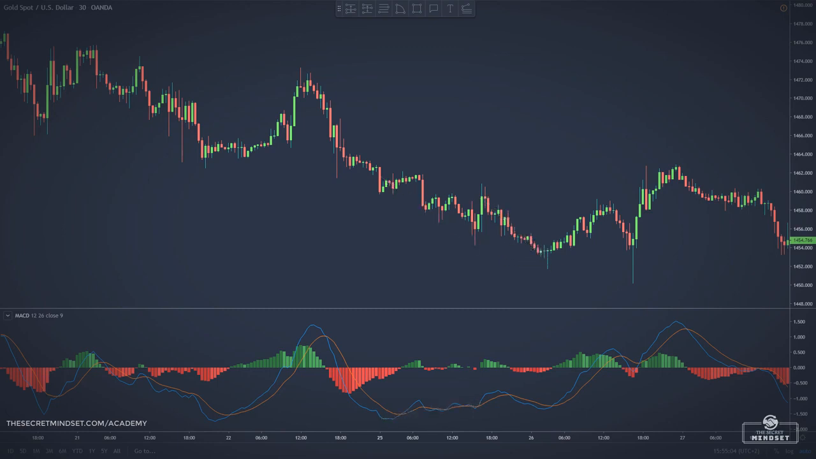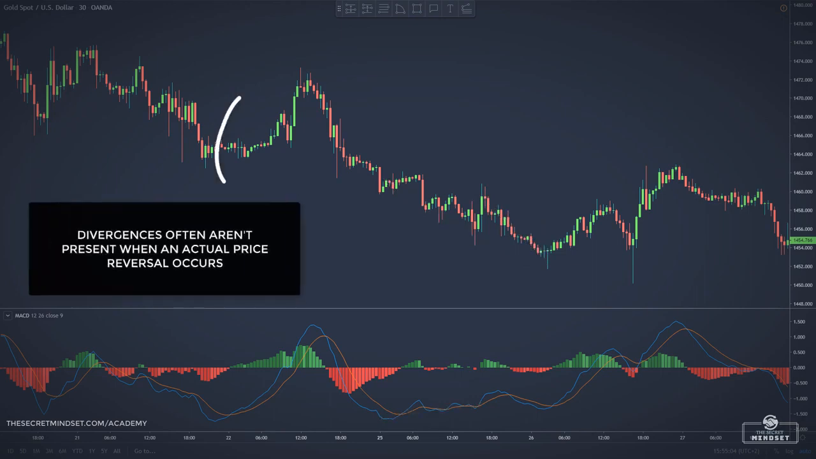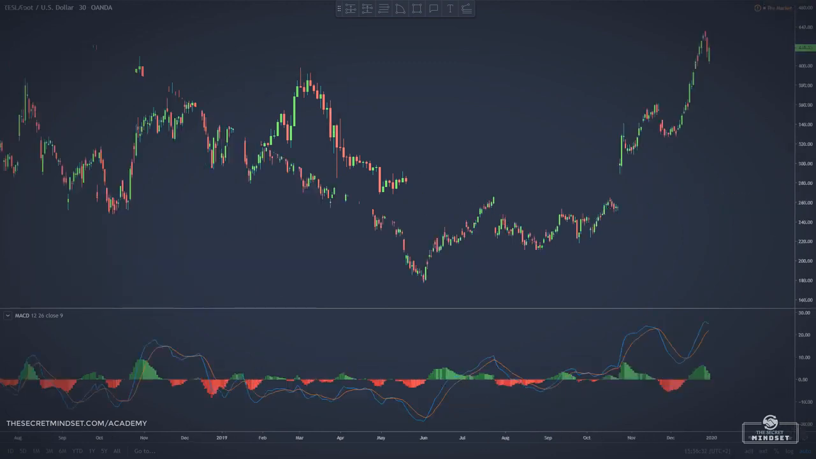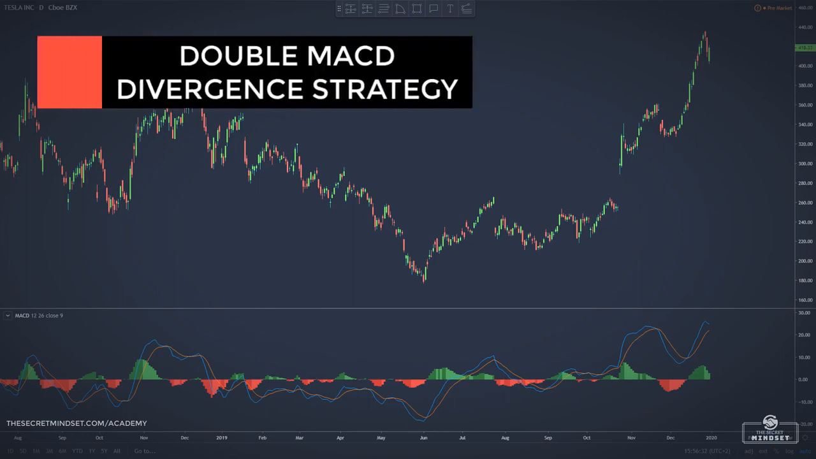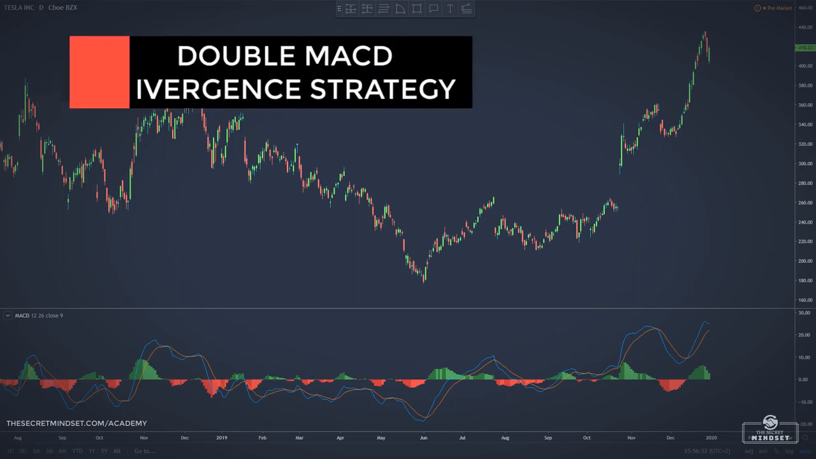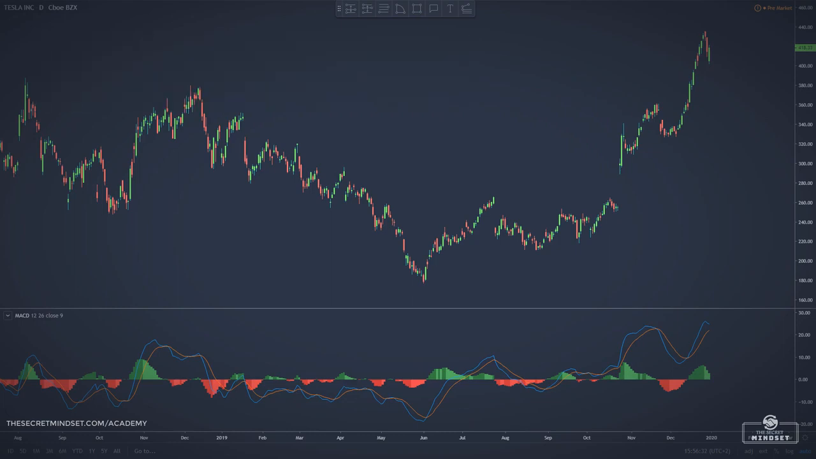Another problem with watching for this type of divergence is that it often isn't present when an actual price reversal occurs. Therefore, we have an indicator which provides many false signals. Divergence occurs, but price doesn't reverse, but it also fails to provide signals on many actual price reversals. So having these two MACD problems in mind, how do you improve the accuracy rate of spotting divergences correctly using this indicator? I use 3 steps.